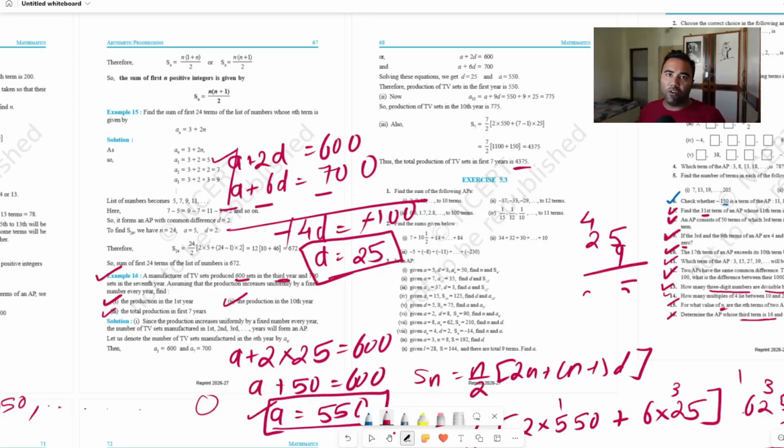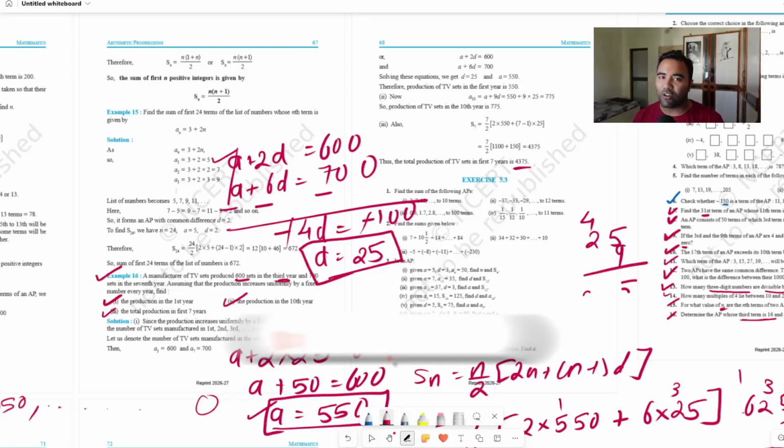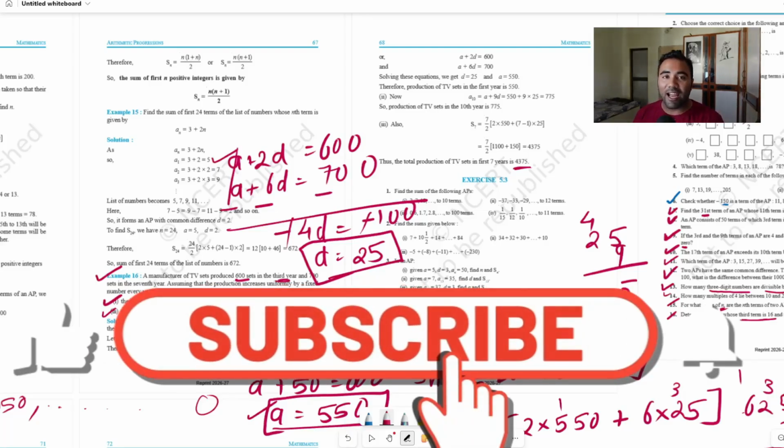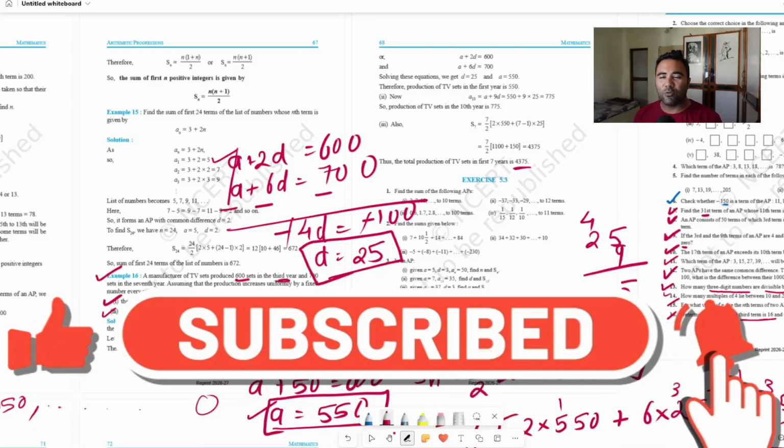That's it for this video of understanding the formula and solving the examples. In the next video we are going to solve the last exercise of this chapter, that is 5.3, and after that we are going to solve some difficult questions that might come in the exam, that are hot favorites of teachers and that involve a certain twisting of some concepts of algebra and whatnot.